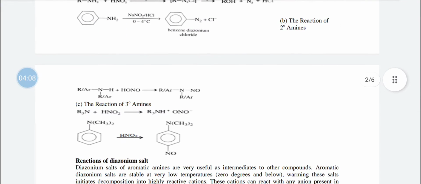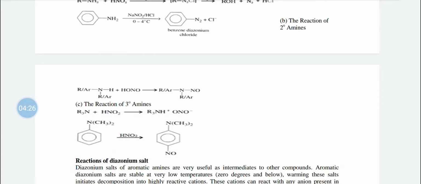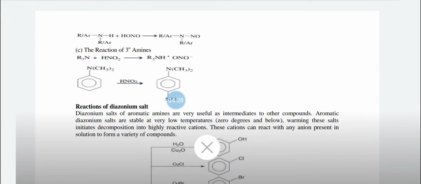The reaction with nitrous acid for primary, secondary and tertiary amines is different. Primary amines will give the corresponding alcohol, while secondary amine gives the corresponding nitroso compounds. Similarly, tertiary amine when it reacts with HNO2 gives R3NH plus ONO minus compounds. In the aromatic compound, NO substitution will take place at the para position.